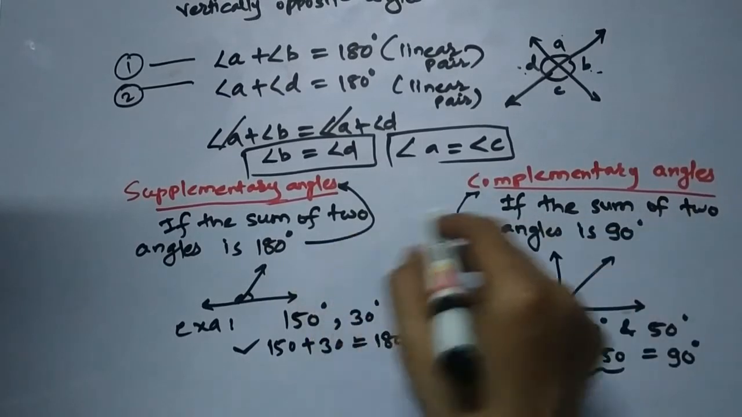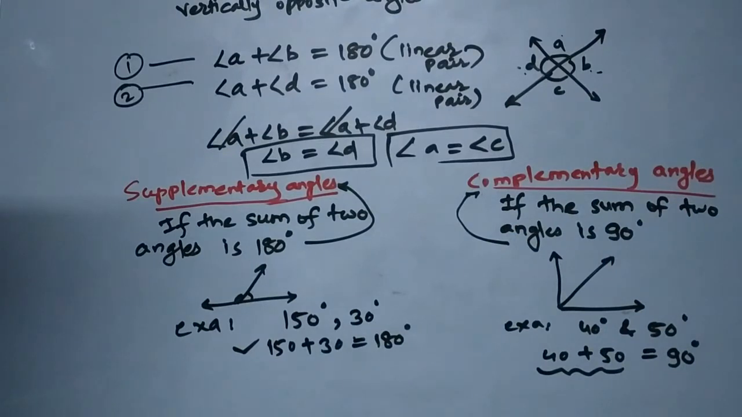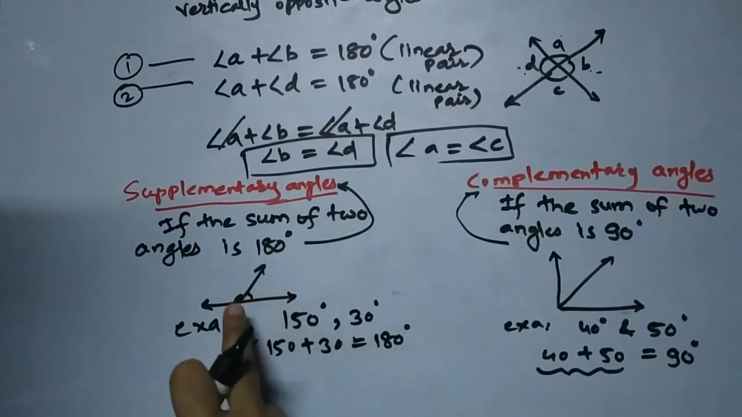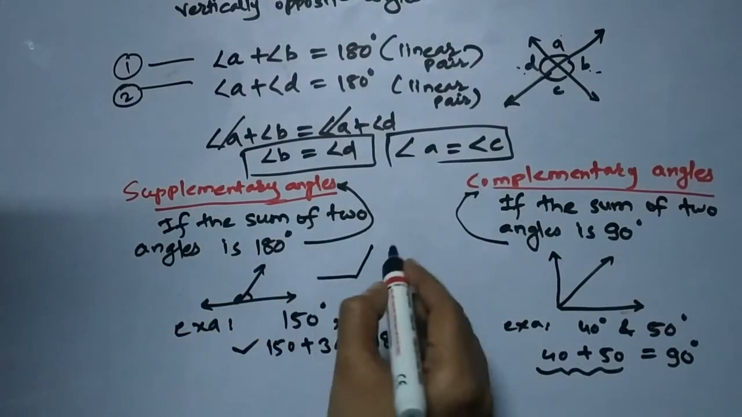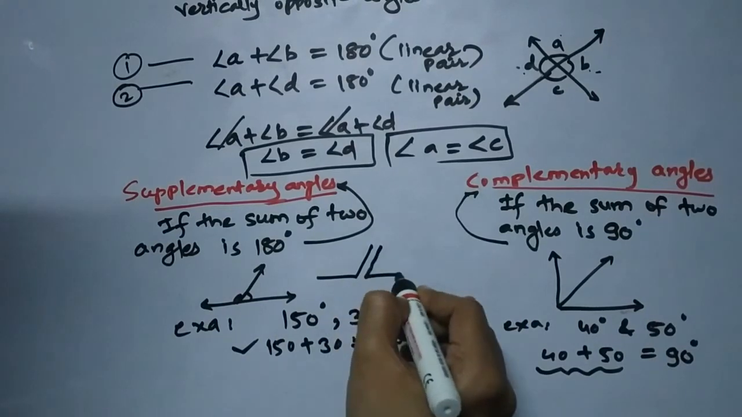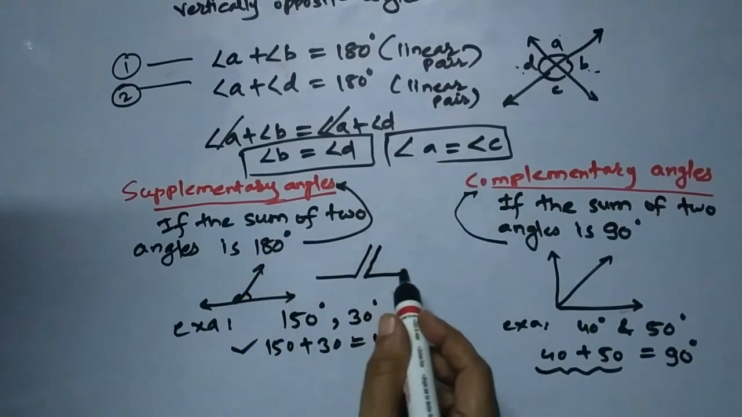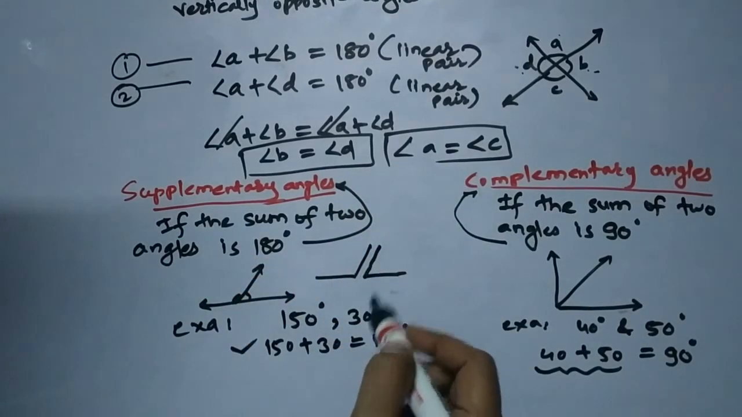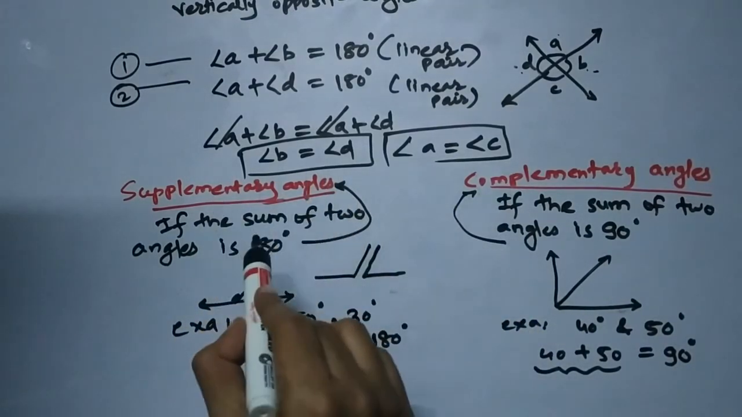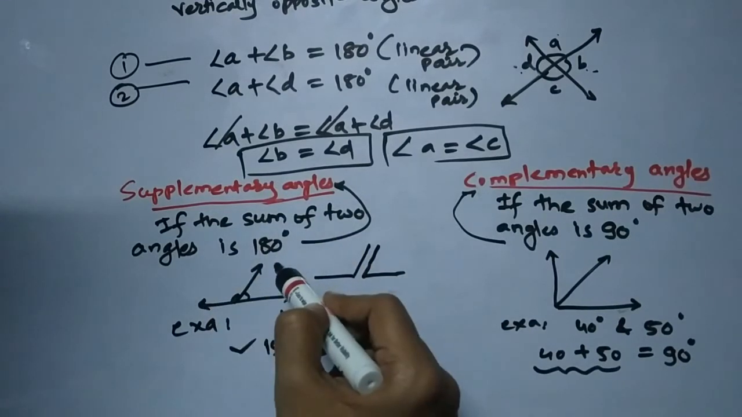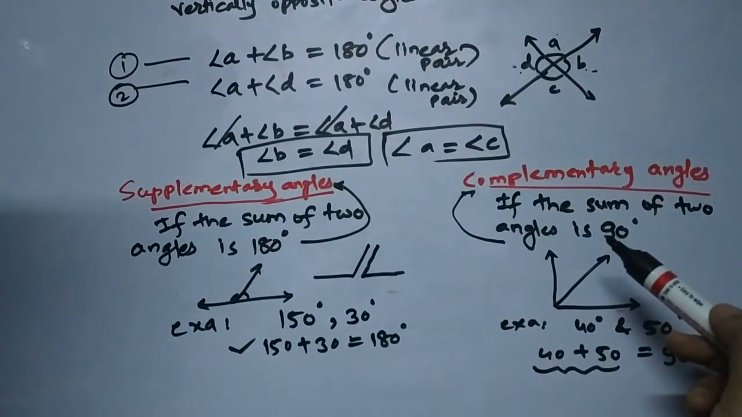Friends, complementary and supplementary angles may or may not be adjacent. For example, here you see adjacent supplementary angles. But if I draw two angles such that this is one angle and this is another angle, they are not adjacent, they don't have a common arm. These are also supplementary if their measures sum to 180 degrees. So angles whose measures sum to 180 degrees are supplementary, and two angles whose measures sum to 90 degrees are complementary angles.